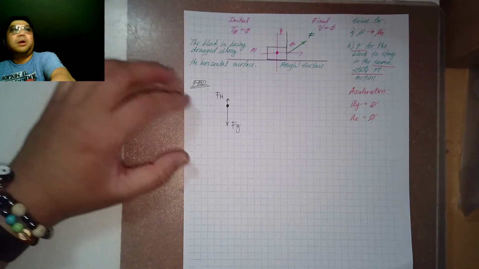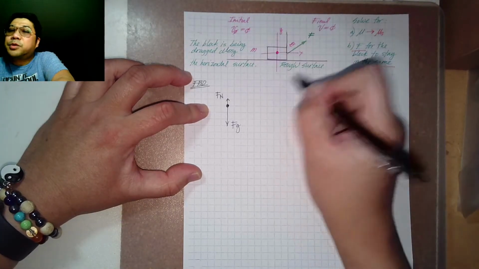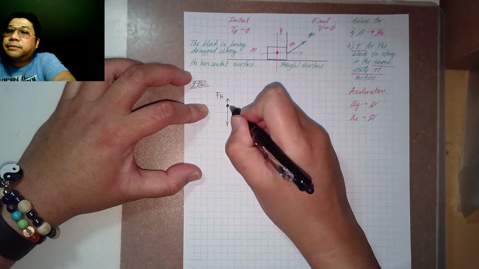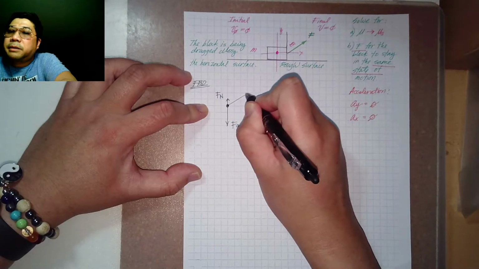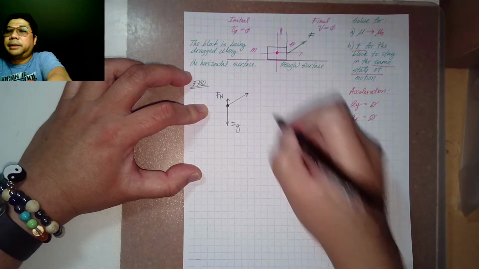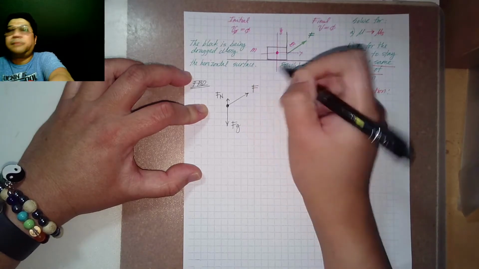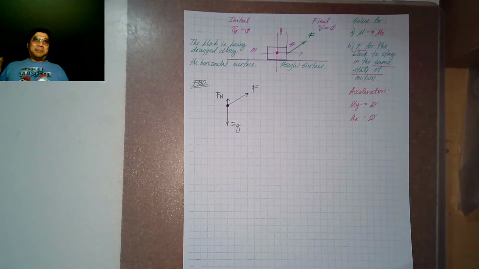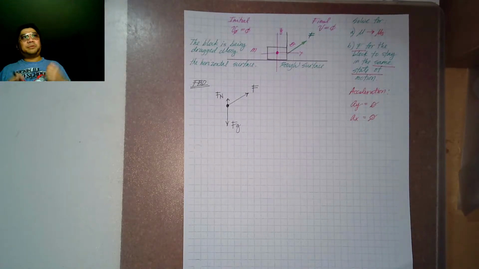Therefore, we must consider the component of the force along the vertical axis. So let me just draw the applied force F right here. And that is your F. If you notice, I did not draw my angle, because in your free body diagram, it's only the actual forces being applied.